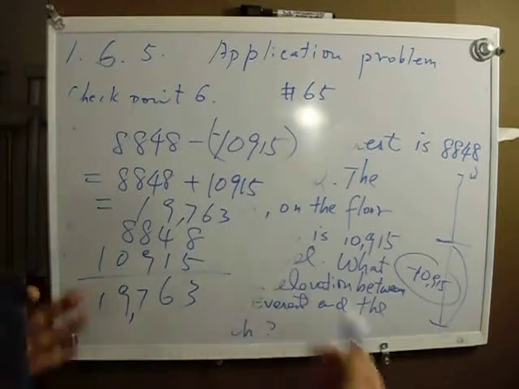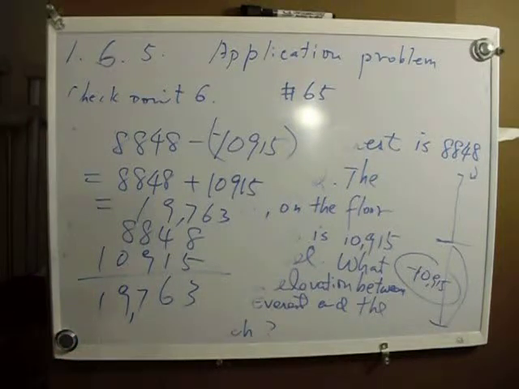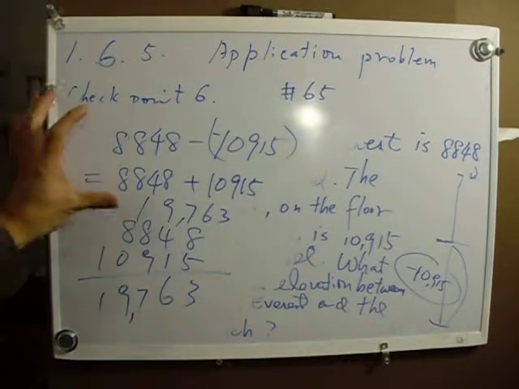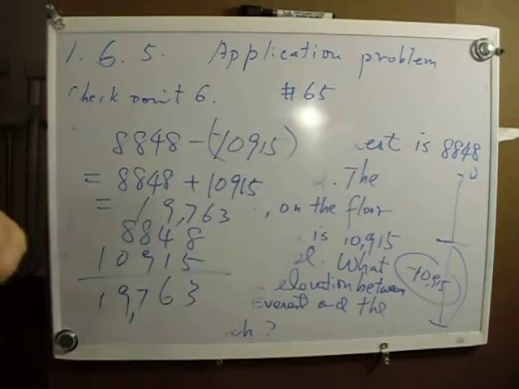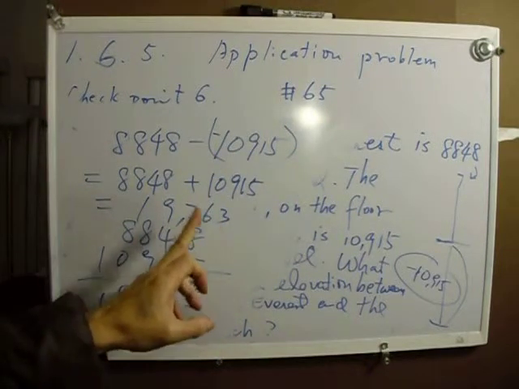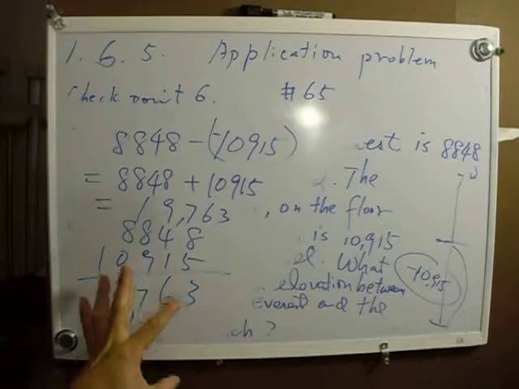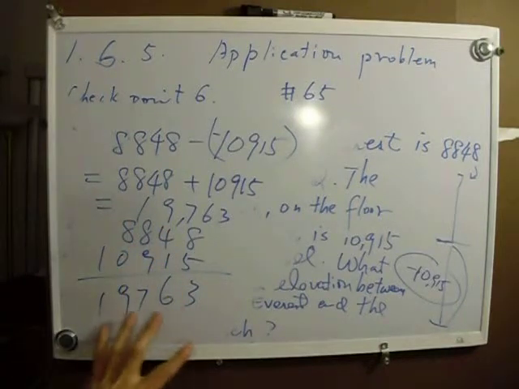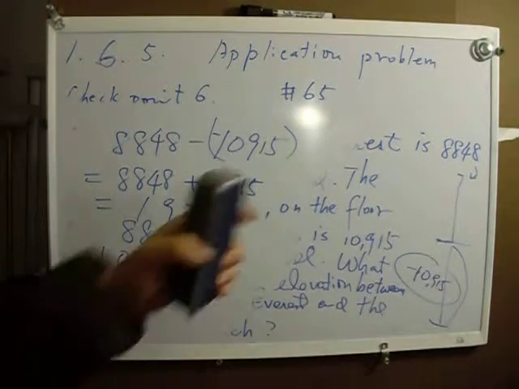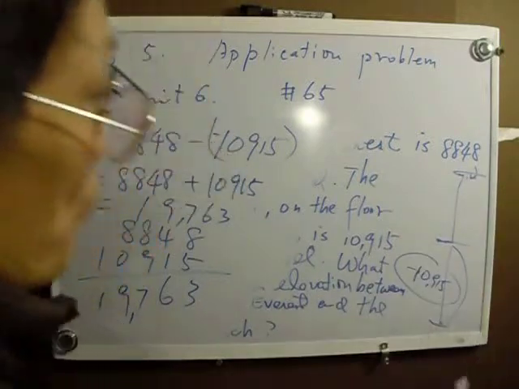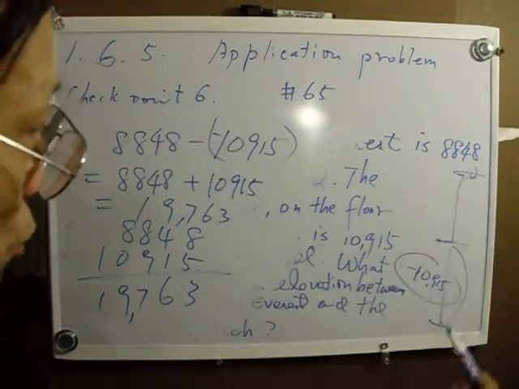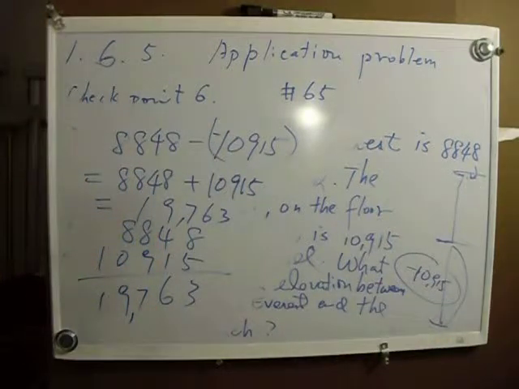So how are you going to read the final answer? You're going to say the difference between Mount Everest and the Mariana Trench is 19,763. That's the difference from here to here. For the difference, use the first number, subtract the second number. That will be the difference between them, 19,763. Okay? This is the end of our section 1.6.